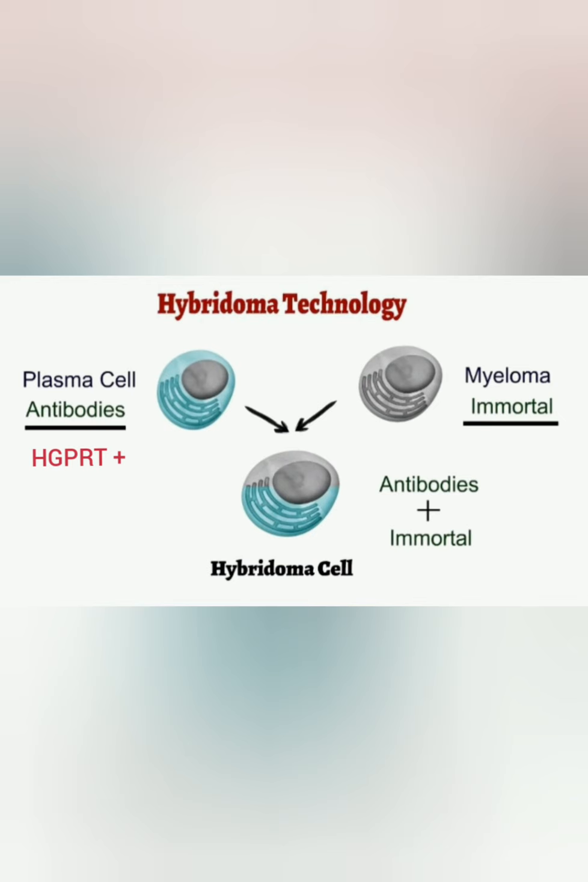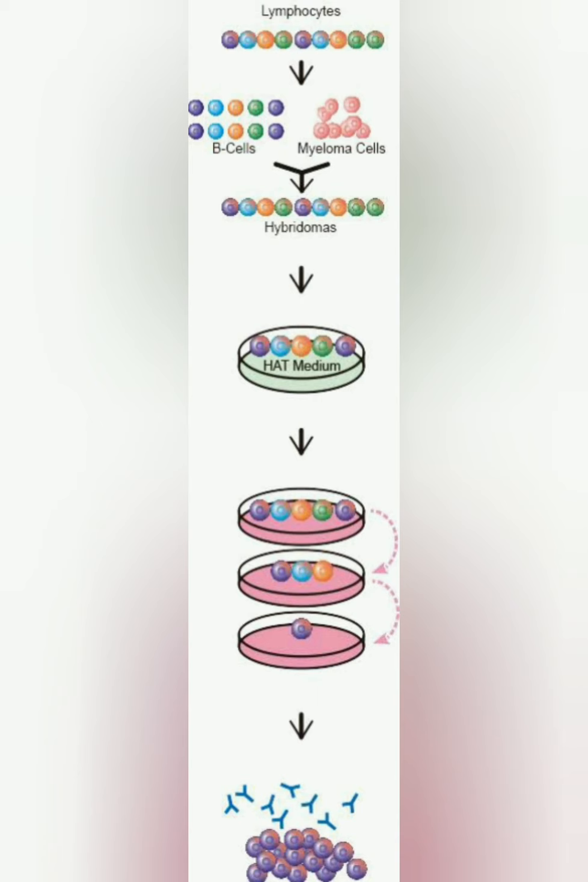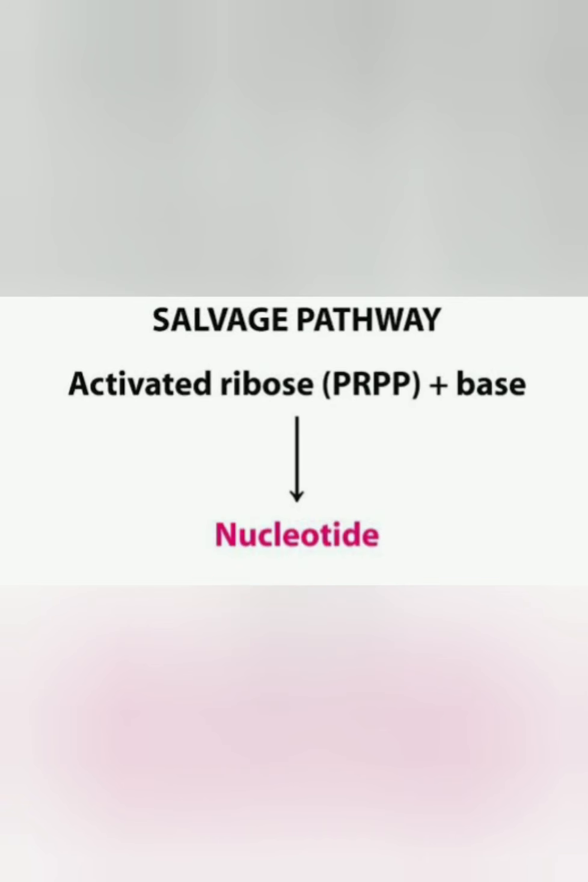When antibody producing HGPRT plus plasma cells are fused with immortal myeloma cells, Hybridoma cells are produced. Along with the Hybridoma cells, fused and unfused plasma cells, fused and unfused myeloma cells are also produced. Among these cells, Hybridoma cells alone have to be selected. So now the HAT media has aminopterin. So the cells cannot utilize de novo pathway for the synthesis of nucleotides. So the cells have one option to choose, that is the salvage pathway.